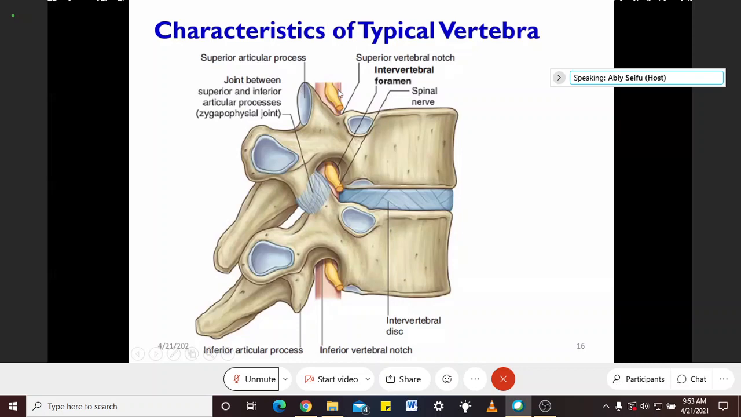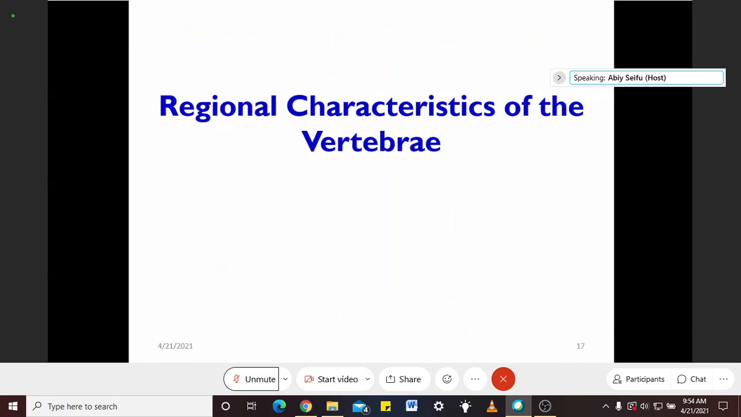This one shows the spinal cord that is found within the vertebral canal, and there is a nerve which exits through the intervertebral foramen, which is the spinal nerve. Okay. Now let's continue to the regional characteristics of vertebrae.